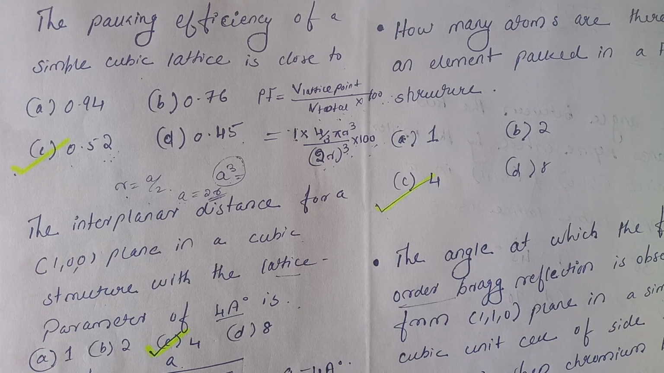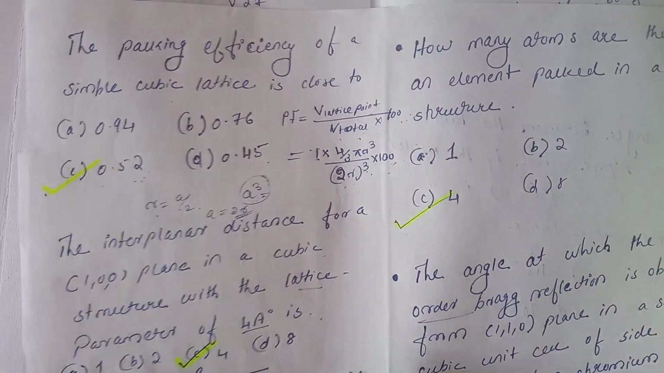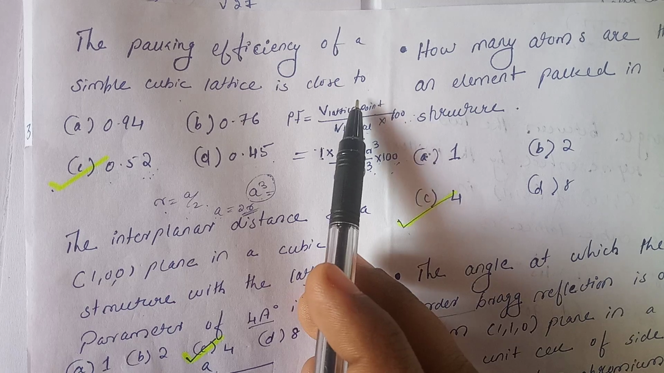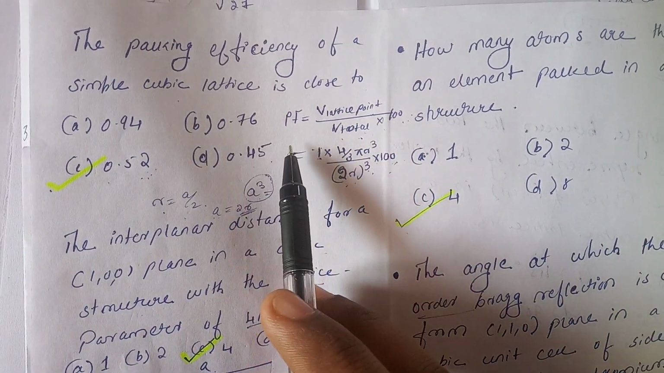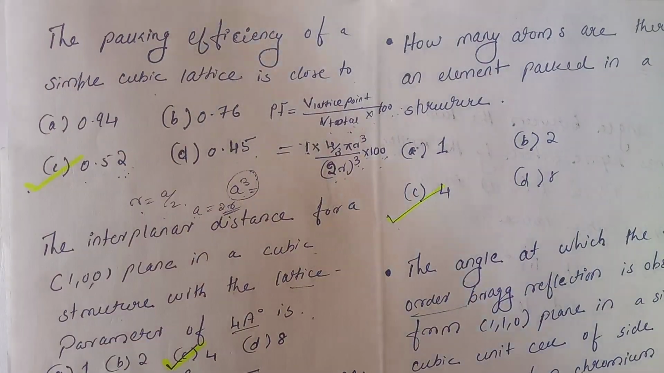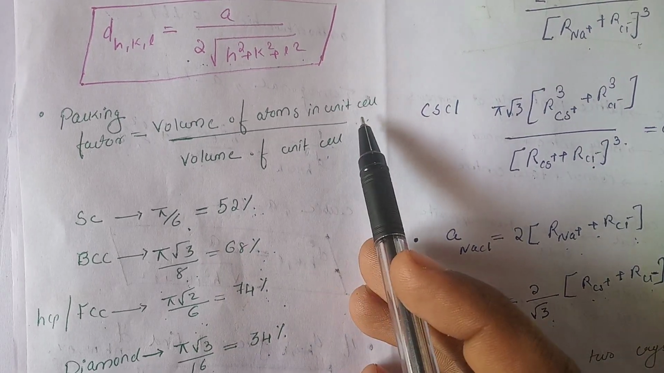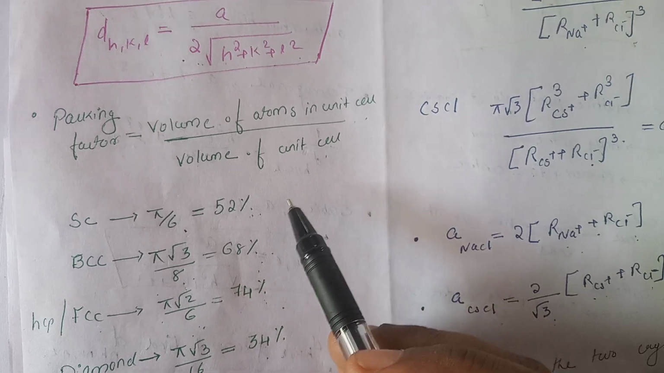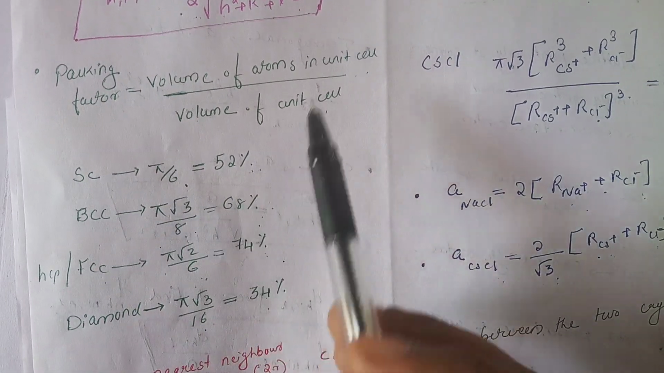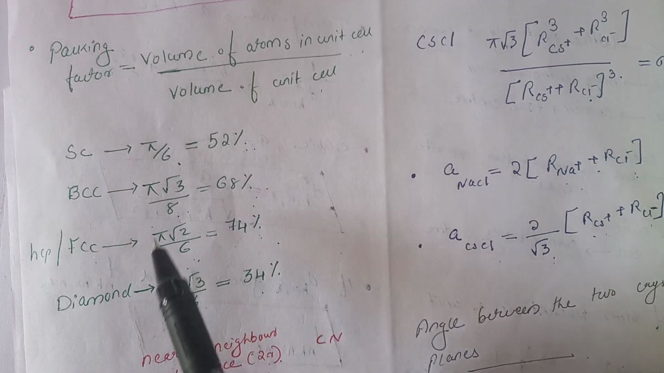Since the exam is very near, I thought of solving problems. So first of all, the packing efficiency of a simple cubic lattice is close to. For the packing fraction, the equation to find packing fraction is volume of atoms in a unit cell divided by volume of unit cell. So in case of simple cubic, after solving this we get the fraction pi by 6 and 52%.